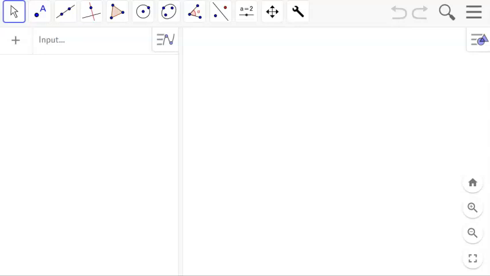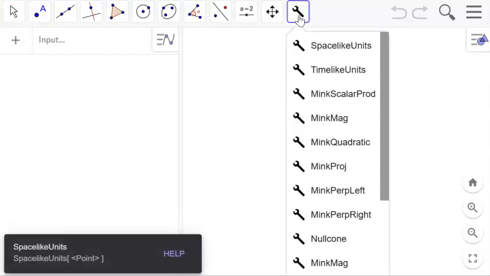I want to show this little GeoGebra document that I've created that gives you a few tools for Minkowski geometry. This would be if you're thinking about special relativity, especially in a very geometric way. The wrench is what appears on GeoGebra when you've created some custom tools. And so let me just show you.